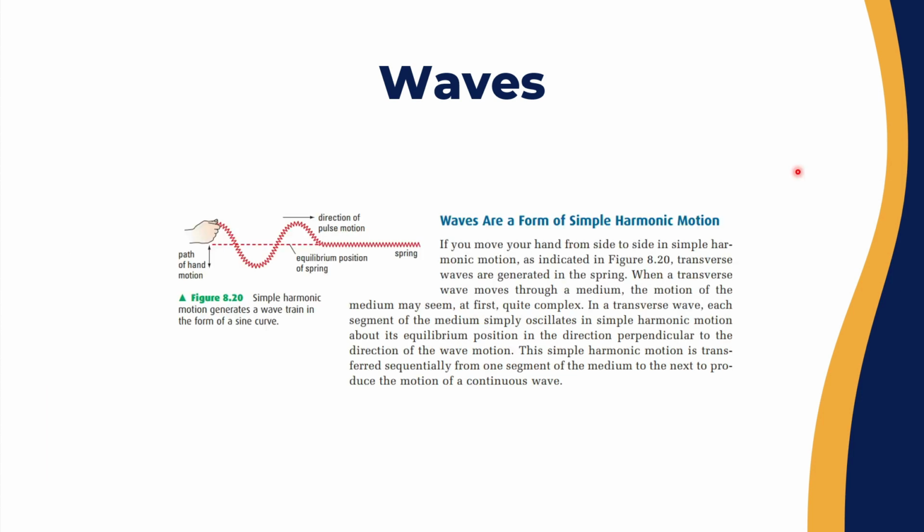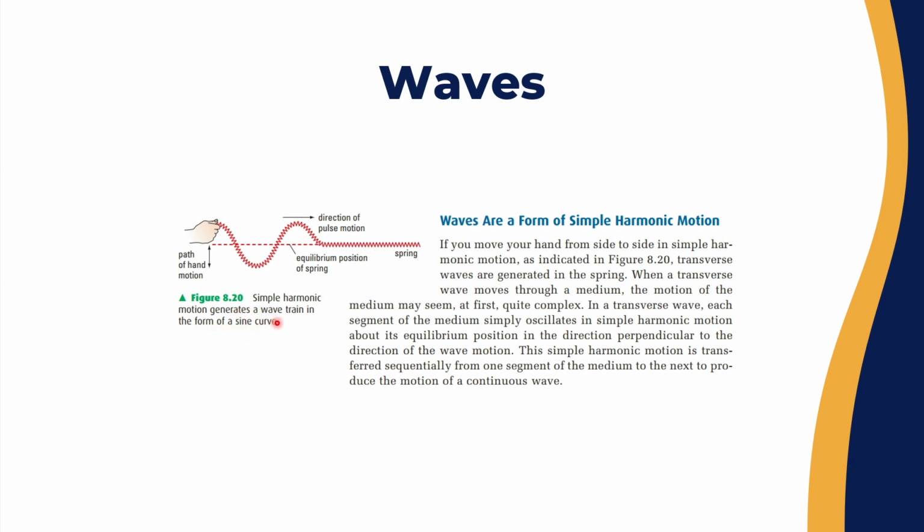It is important to keep in mind that waves are a form of simple harmonic motion. When you do a pulse, so the path of your hand going upwards, you create a pulse. The pulse will be going negative and positive, transferring through the spring, and you have the equilibrium position of the spring, and the direction of the pulse motion would be going to the right-hand side, to the fixed side of the spring. So the simple harmonic motion generates a wave train in the form of a sine curve.